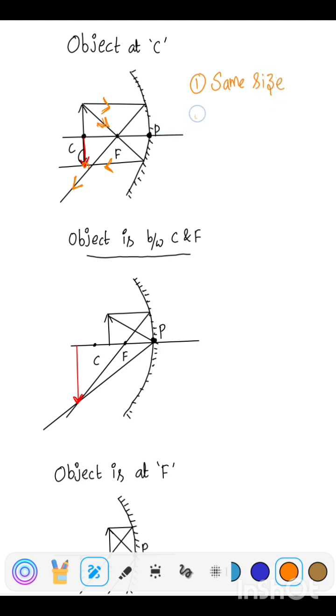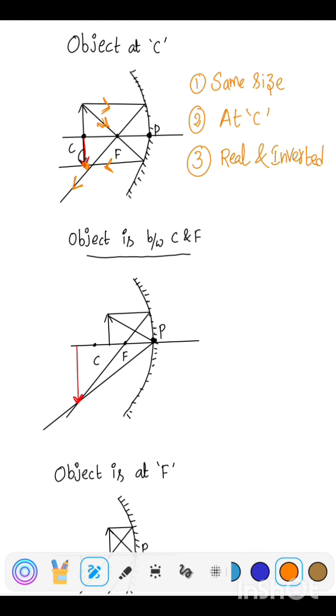Second characteristic is where the image will be formed. The image will be formed at center of curvature only. So when the object is at C, image is also at center of curvature. Similarly, third one, what is the nature of the image? We can see that it is a real image because all the reflected rays are meeting at one point, and inverted image. A real image is always an inverted image. So this is the situation when the object is placed at center of curvature.